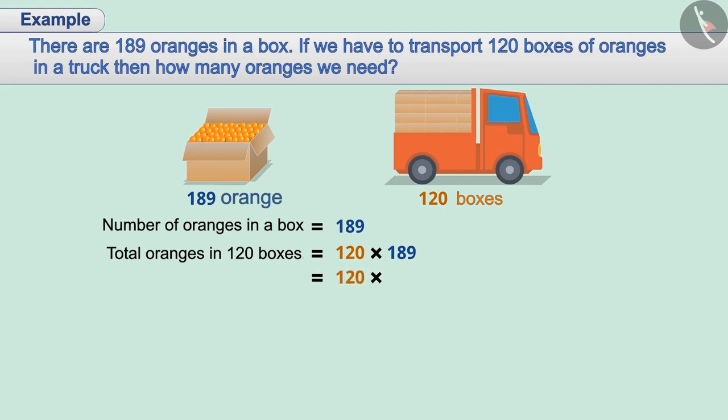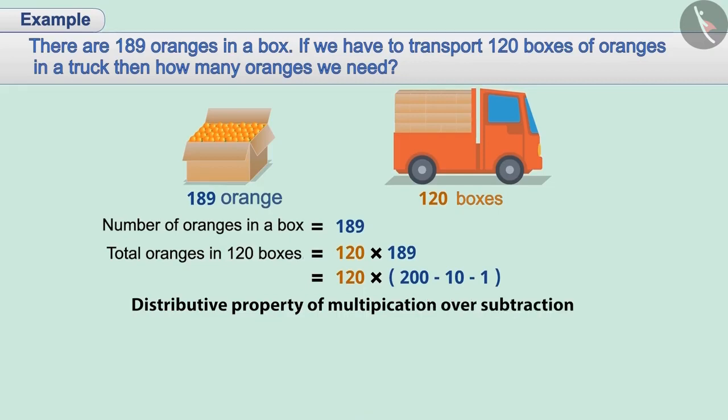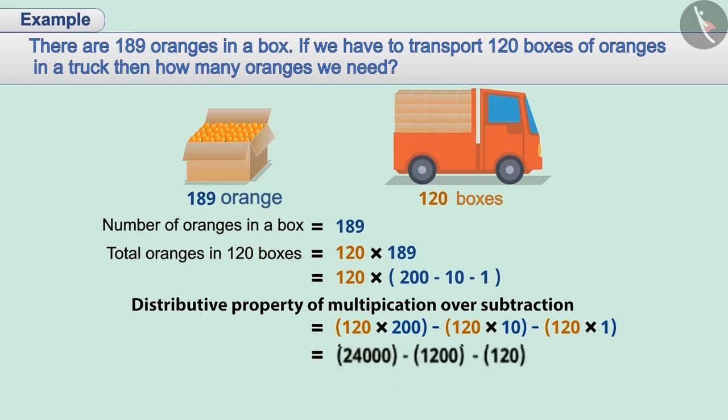We will express 189 as 200 minus 10 minus 1. By using distributive property of multiplication over subtraction, we can represent it as follows. By solving this, we will get 22,680.